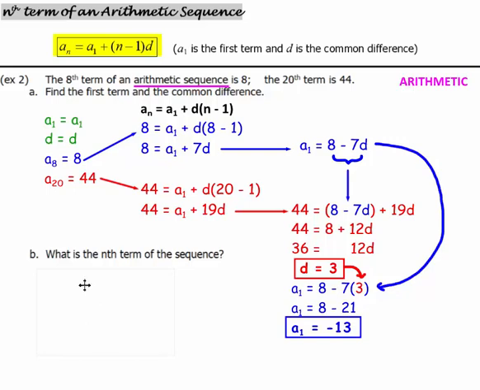Now in the second question, it's asking what's the nth term of the sequence. So then we'll go back to our initial formula. Now that we know a sub 1 and we know d, we can write our equation with a sub n and n. So we'll plug in like that and then simplify.